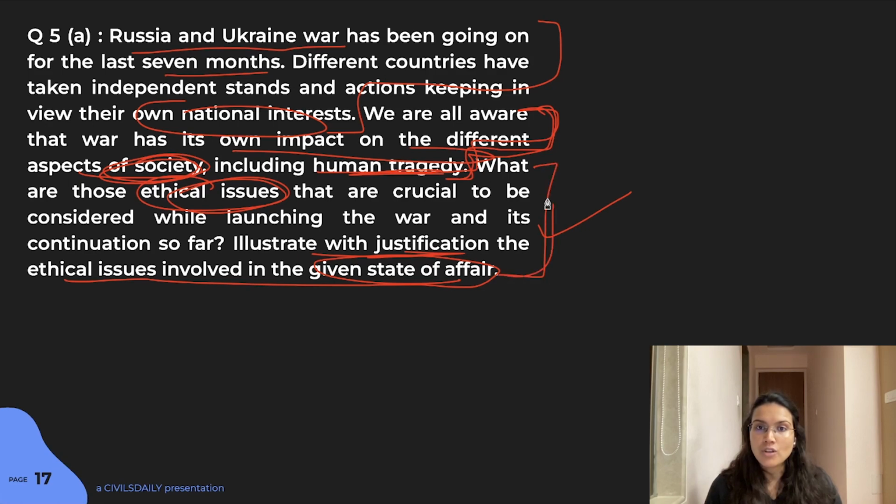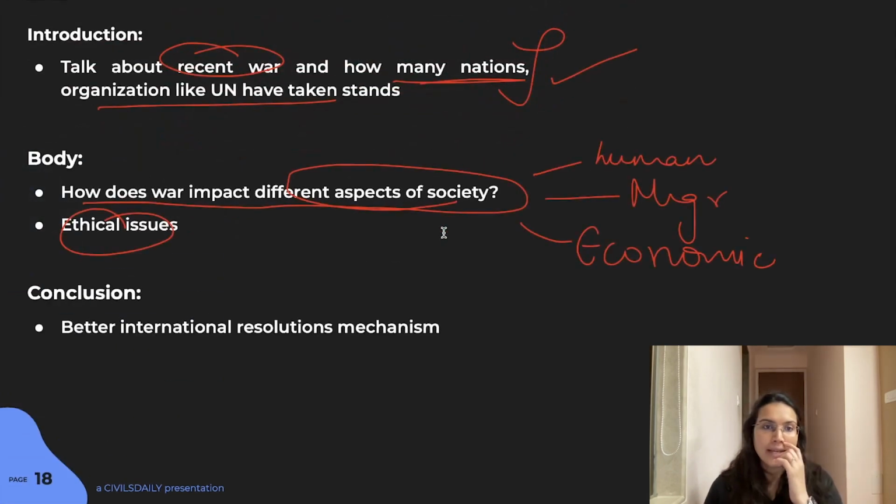Then comes this portion, the ethical issues, right? Ethical issues are the major demand, so give some time to it, give some elaboration on it. You can divide it again: you can talk about launching and continuing, so both sections can be covered. Again, you can talk about the human aspect of it, like how people are continuously displaced. Even in the Ukraine war that is happening, people are losing their livelihood. Because the states are continuing, people are dying continuously.